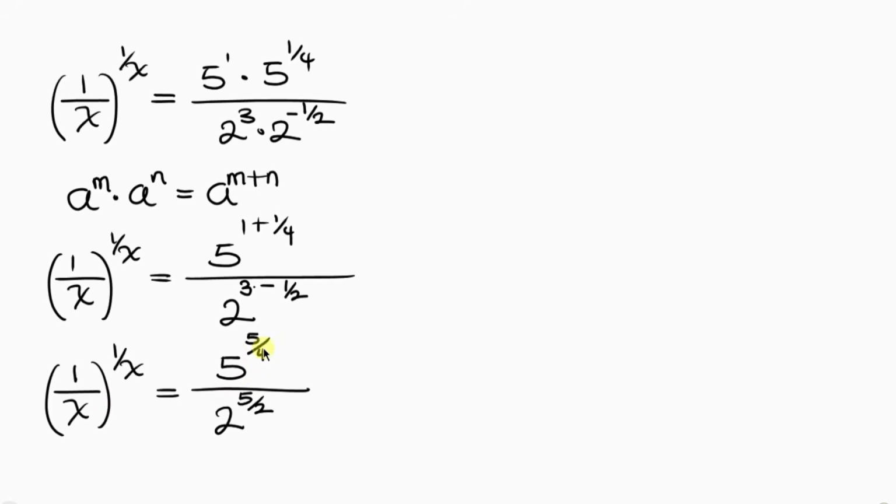Now we want the exponent on the numerator and the exponent on the denominator to be the same. But how do we achieve that? Well, we can only achieve that by affecting the base. Now look at the trick.